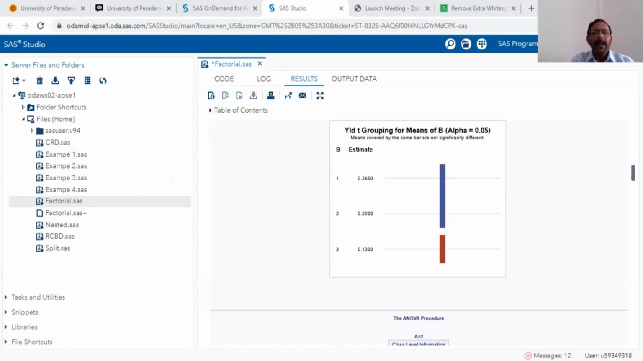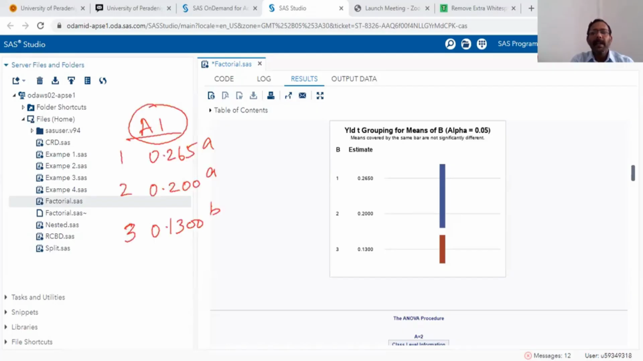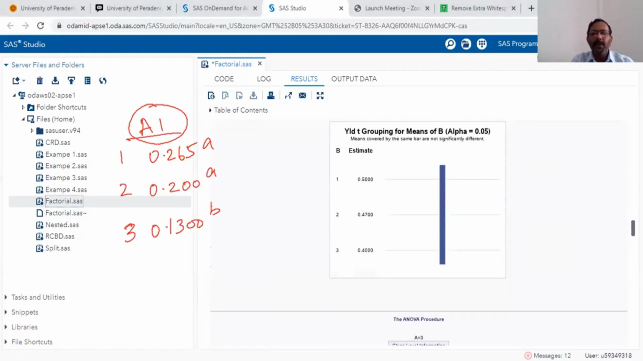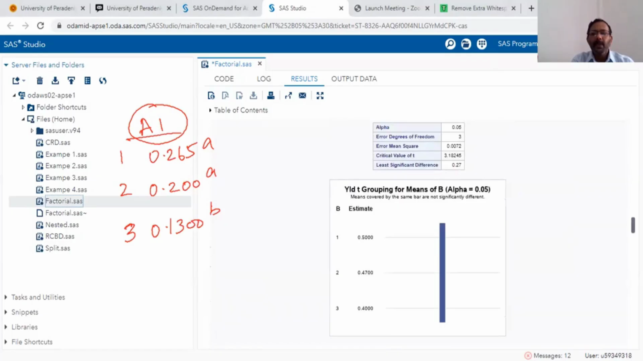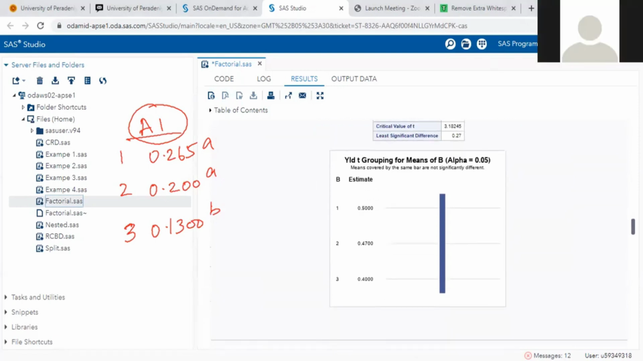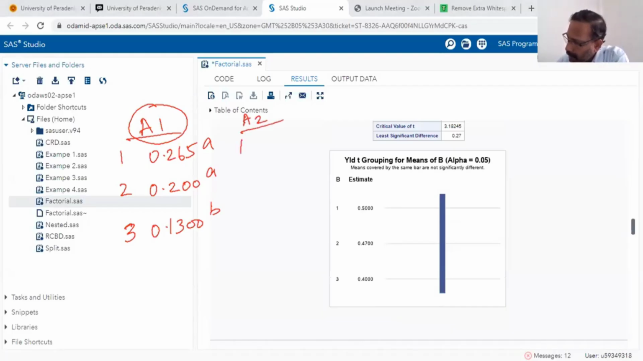Sorry, I don't want to erase that. We can go back to A2. Now I am going for A2. This is for A2, right? So I can write the same thing here for A2: 1, 2, 3. So you can write down the values. You'll have to explain this separately.